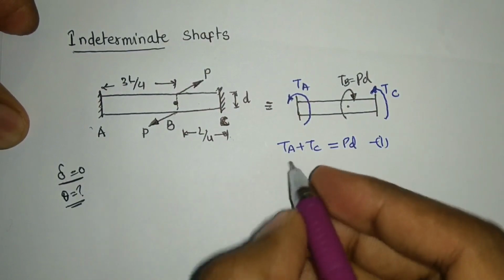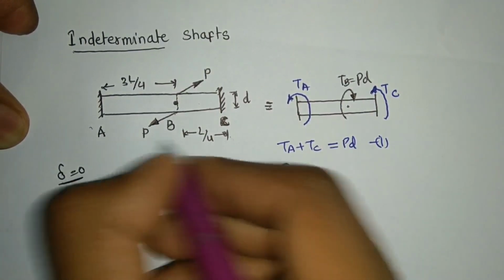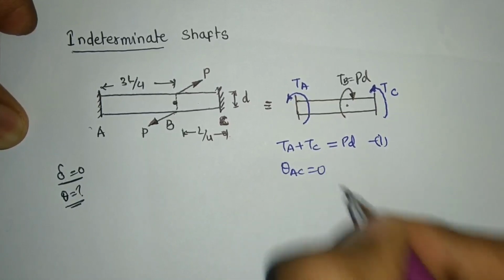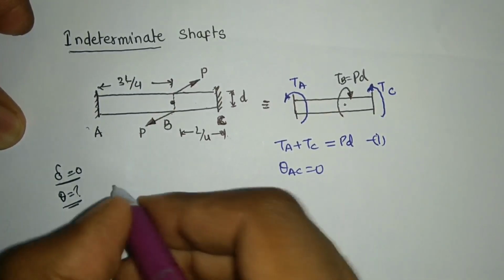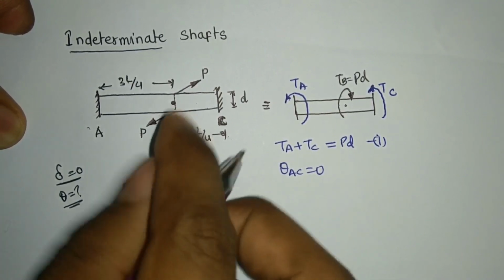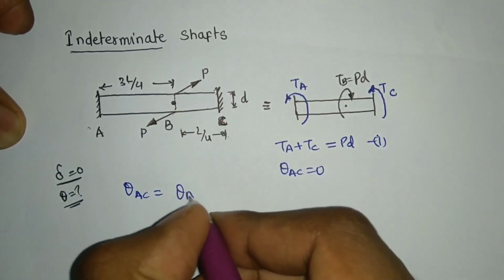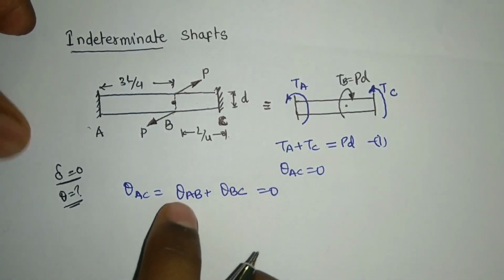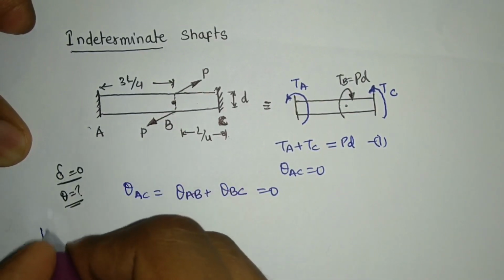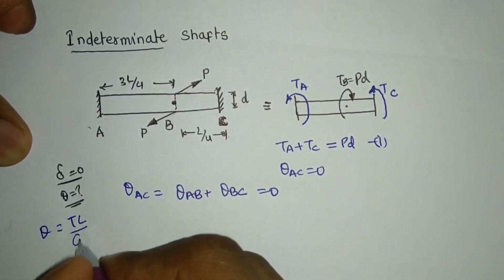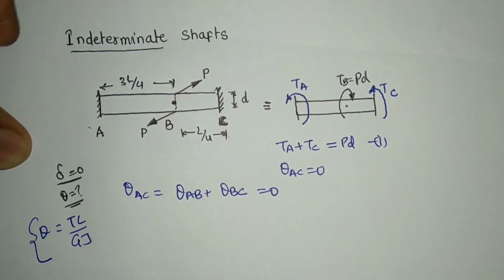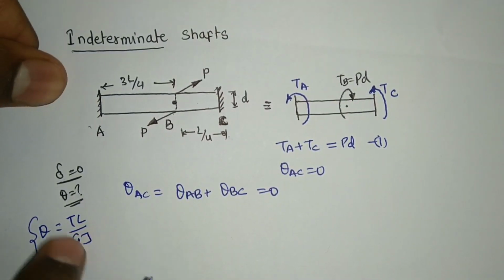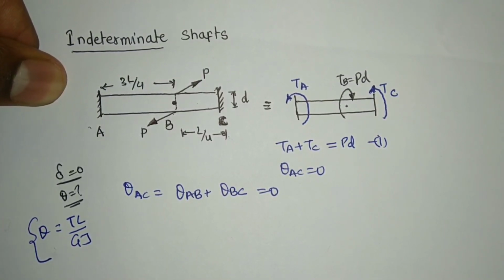How do I write the second equation? I will say that theta of this whole shaft, that is AC, will be equal to 0, which means theta AC is equal to theta AB plus theta BC, and that is equal to 0. Now I put the expression of these two thetas. What is the expression for theta? TL divided by GJ. On a particular section of length L, T is whatever torque is being applied, and GJ are the properties of that shaft.